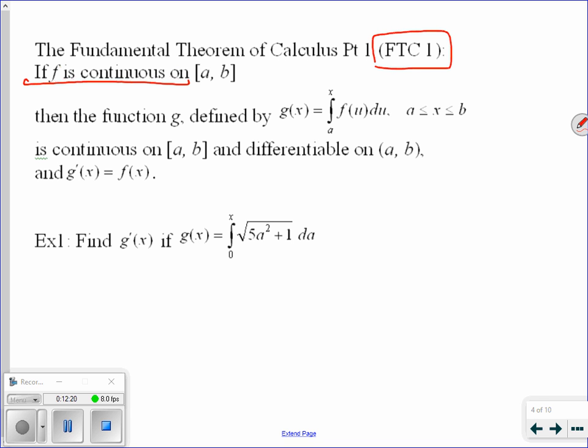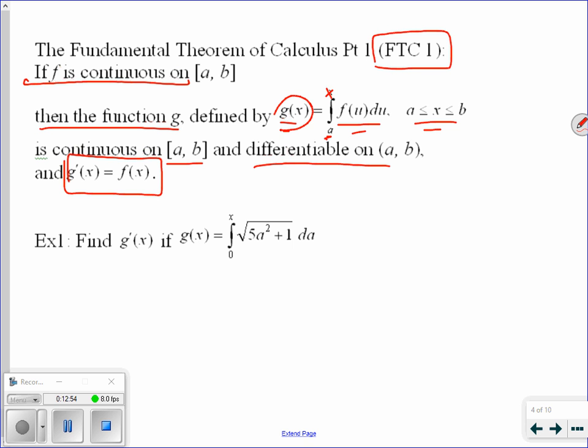If f is continuous on [a, b], like we've seen with taking the area underneath the curve, then the function g, defined as the integral from some number to x of f of u du, where x is between a and b, is also continuous on [a, b] and differentiable on (a, b).